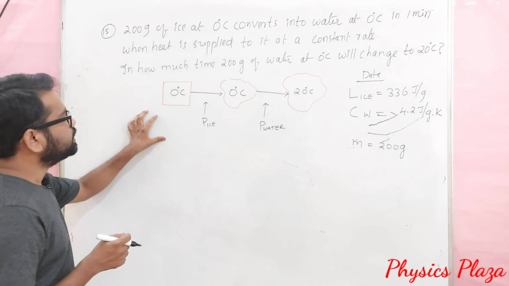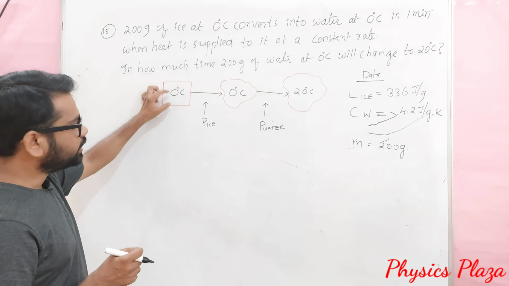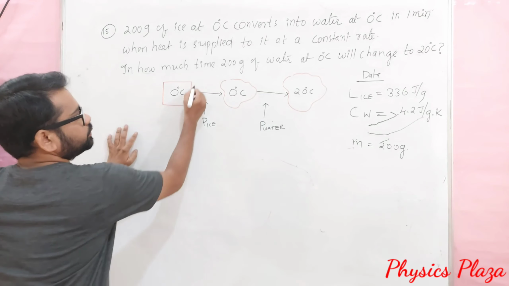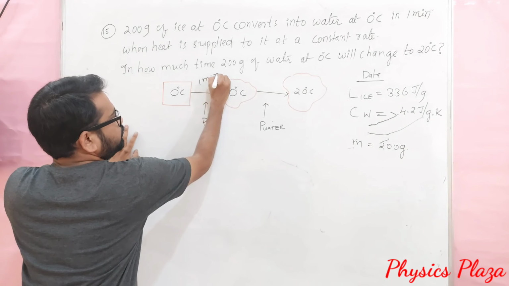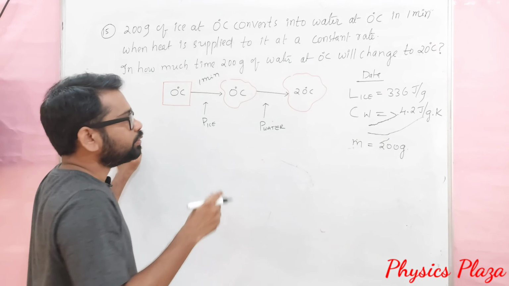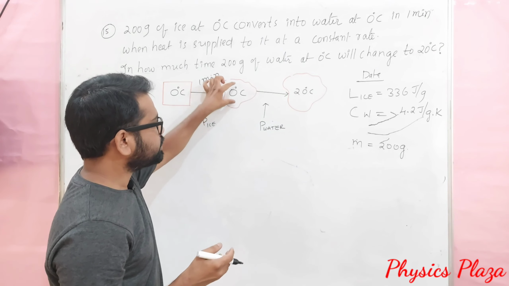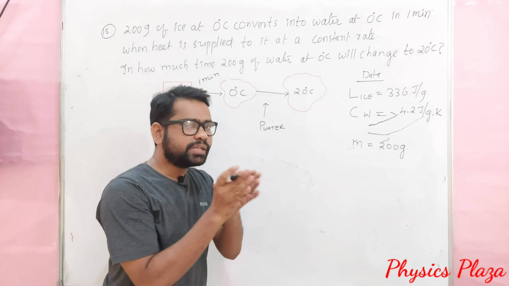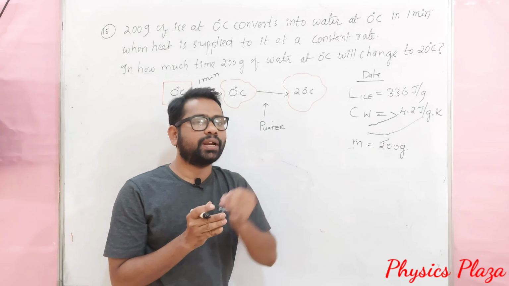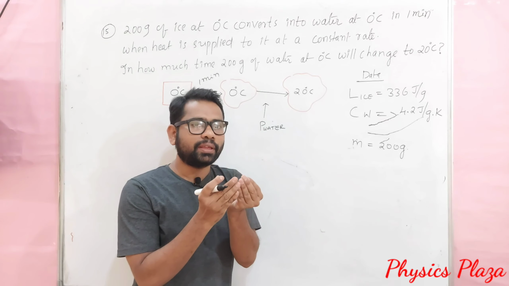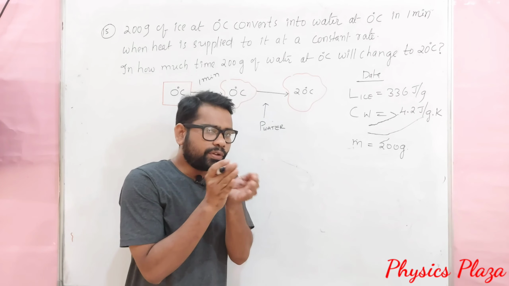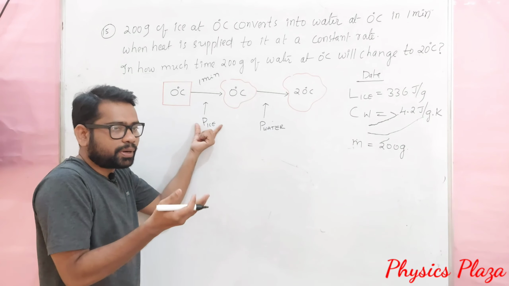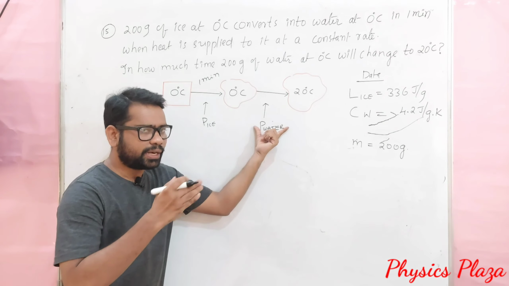So, what is given here? 200 grams of ice at 0 degrees Celsius converts into 0 degrees Celsius water in 1 minute. Then they are asking us to calculate the time taken to convert 0 degrees Celsius water to 20 degrees Celsius water. But the condition is given that the heat is supplied at a constant rate. Children, the rate of heat supplied we can call the power. So, in the first case, the rate of heat supplied is equal to power, and in the second case, that is also the rate of heat supplied.